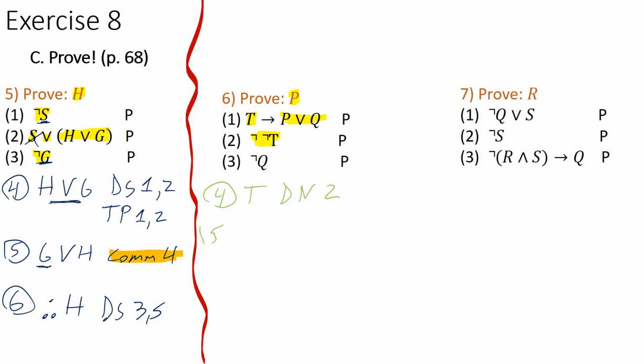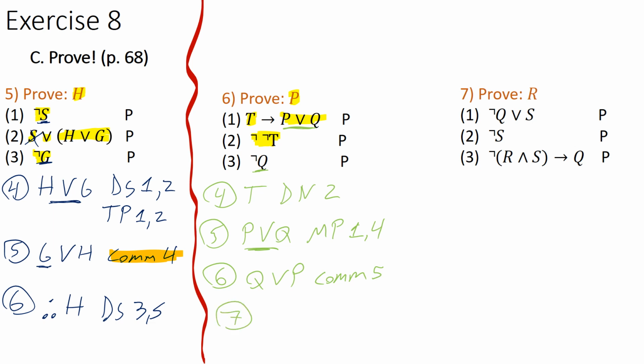And now for line 5 we can get that P or Q because we could affirm that antecedent to get that consequent. So we have P or Q by modus ponens, lines 1 and 4. We have this not Q, we have this disjunction, so eventually we can get that P. For line 6, let's just be very careful here and just say Q or P by the commutative rule, line 5. And then for 7, because Q is not the case, P is, so therefore P by our disjunctive syllogism. This is with lines 3 and 6.